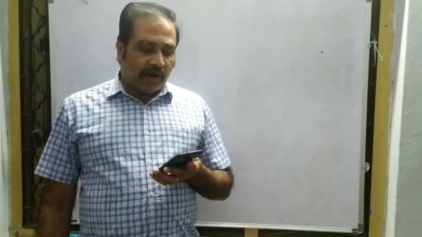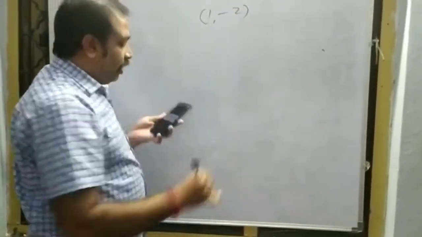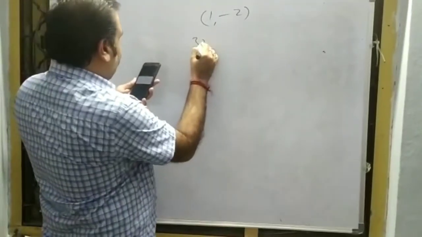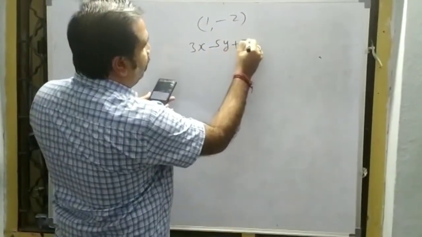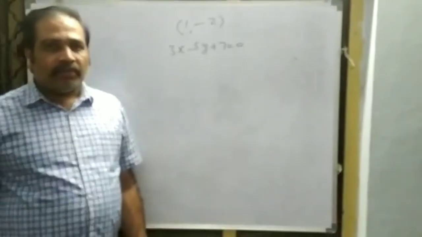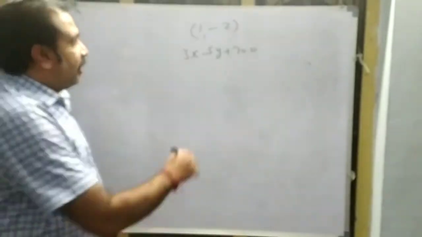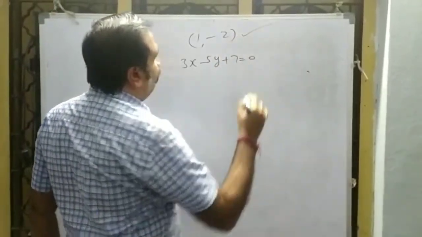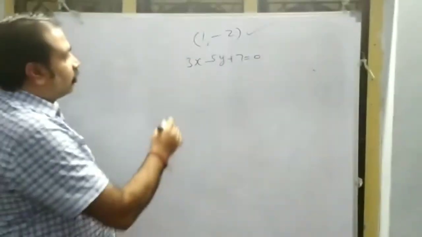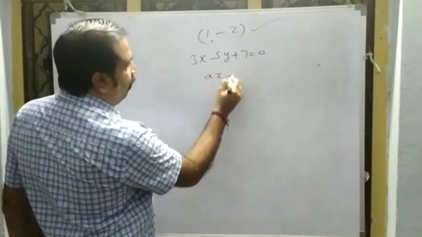See that one. Equation of a line passing through the point 1 comma minus 2 and perpendicular to the line 3x minus 5y plus 7 equal to 0. Once see this given sum, you are finding the equation of the line. That line is passing through the point 1 comma minus 2 and also perpendicular to this line. What is your formula?